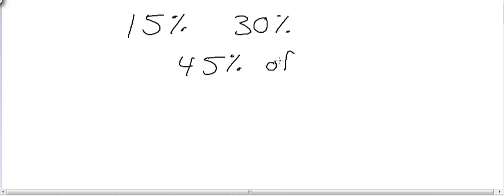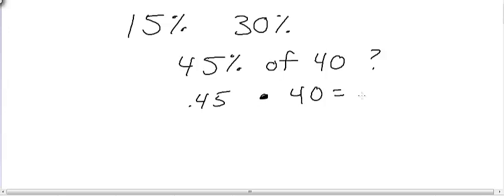45% of our 40 students is what? I'll change my 45% into a decimal. It becomes 0.45. Of becomes multiplication, and 40 is 40. When I multiply, I'll get 18, or more specifically, 18 students in this class received an A or a B.